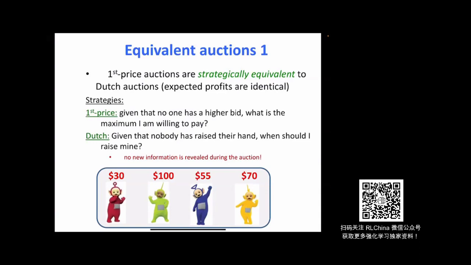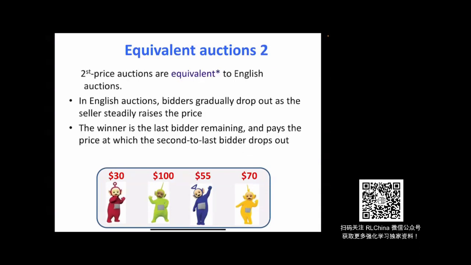And the first prize auction and the Dutch auction are actually equivalent. I think we're going to look at it in the exercise, mathematically, to see whether that is indeed the case or not. The second prize auctions are in fact equivalent to English auctions. I think that's the equivalency people mentioned in the chat box.